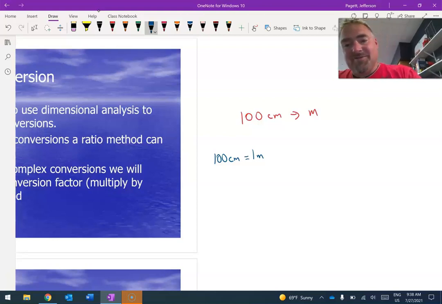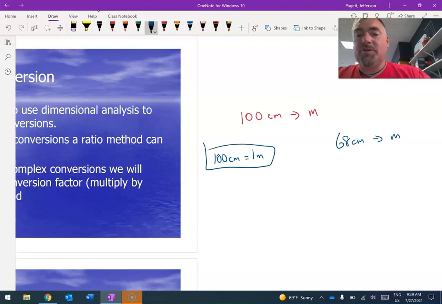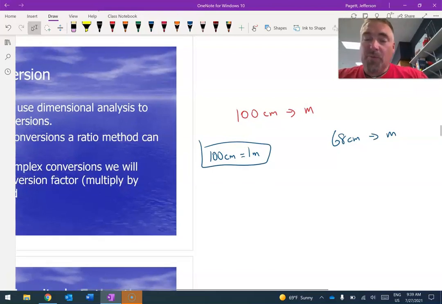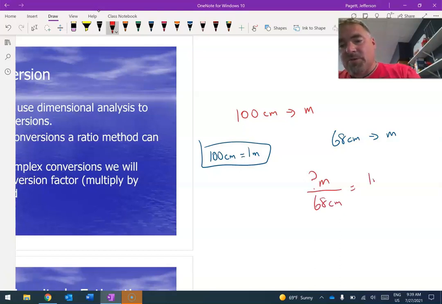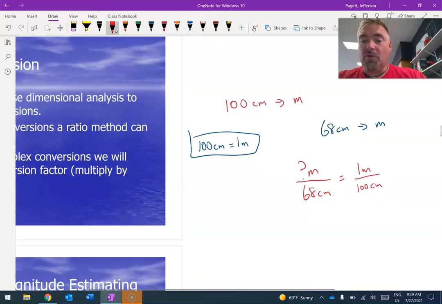Let's say I've got 68 centimeters and I want to convert that into meters. Again, I know that 100 centimeters is equal to 1 meter. Now the ratio method is okay, and I've used this and taught this before, but it has its failings. What I'll do is go question mark meters in 68 centimeters. That's a ratio, meters to centimeters. And then I set up the same ratio here, that there's 1 meter in 100 centimeters. Once I get this, I can cross multiply.